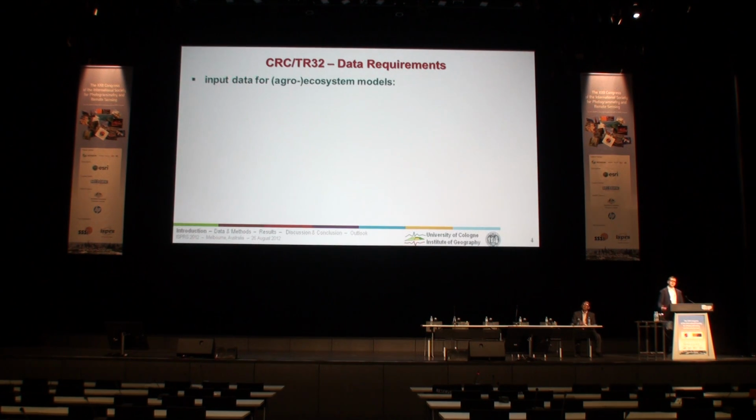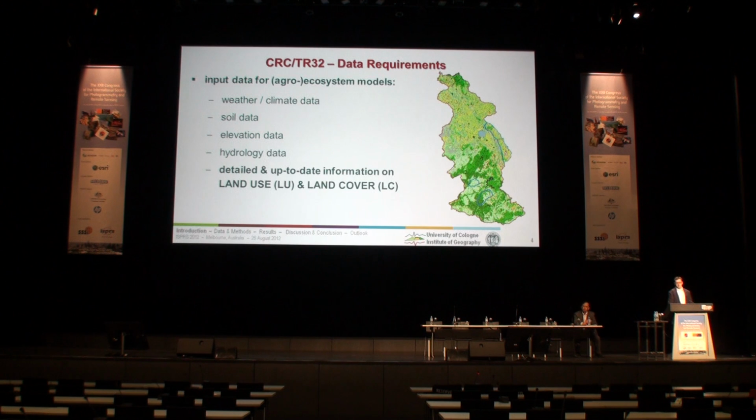For the modeling purposes in the TR32 to model the metafluxes, several data sets are important as input data, and that's weather, climate data, soil data, elevation data, hydrology, and of course up-to-date and detailed land use data is very important for the assessment of the impact of the changing land cover on the metafluxes.